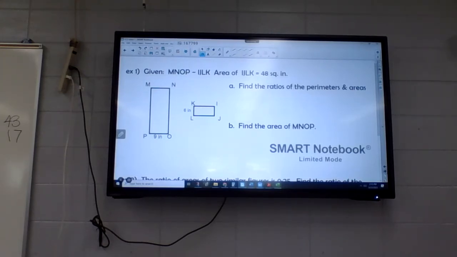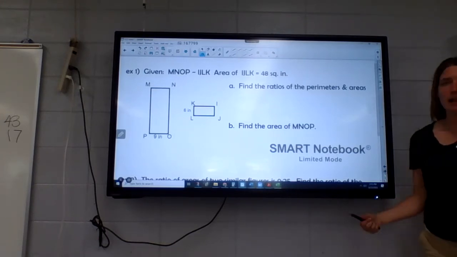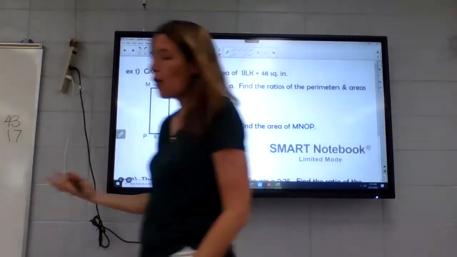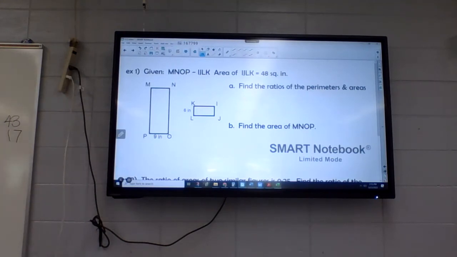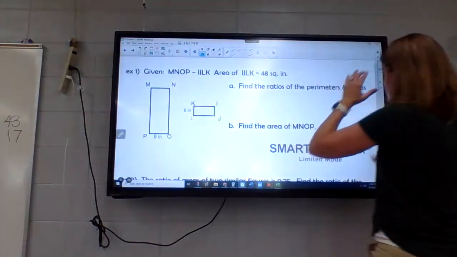There's kind of a lot going on here. So again, they tell us these two shapes are similar. I'm hoping you guys realize, so we have two rectangles here. They're telling us these rectangles are similar. Obviously, one's turned the wrong, kind of a long way. So we're talking about the ratio of the perimeters, the ratio of the areas.